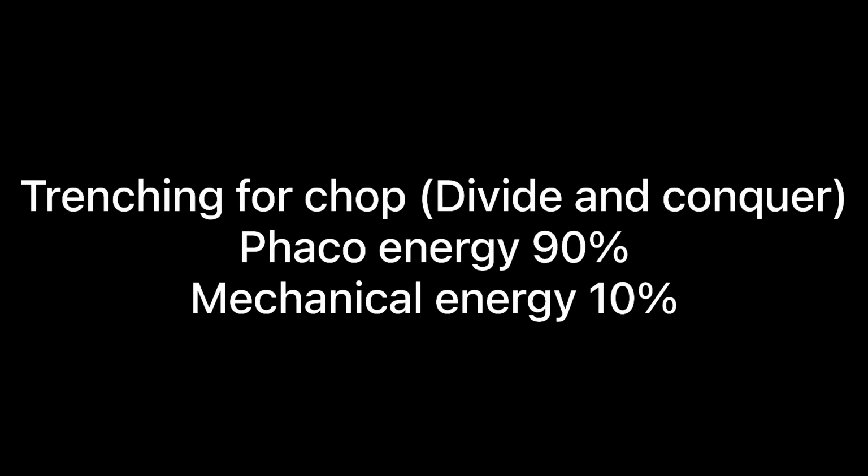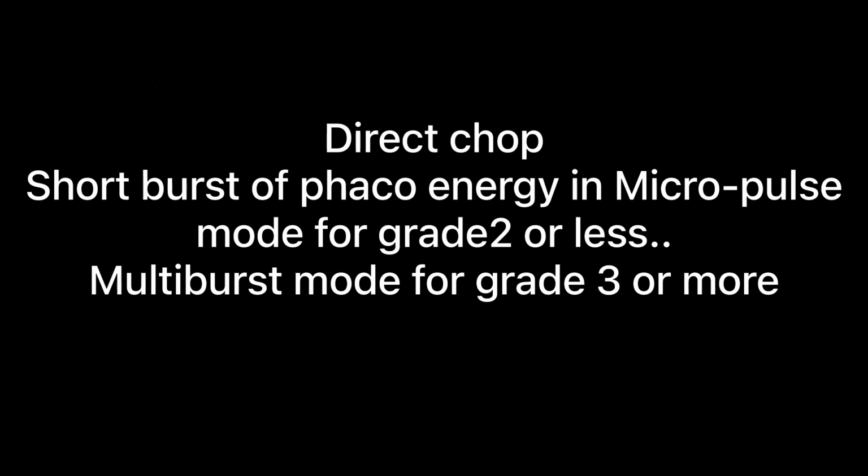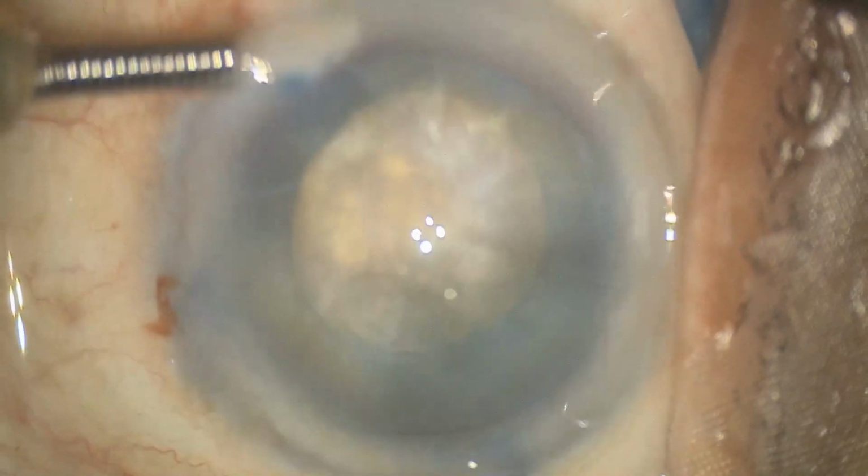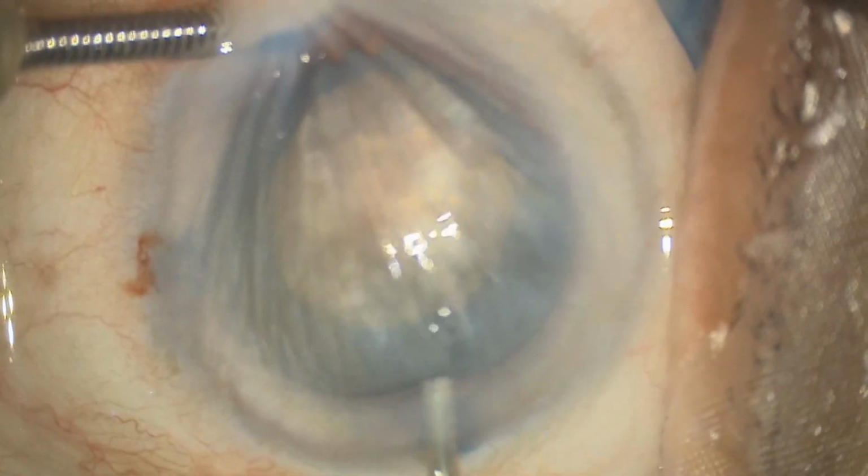Therefore, in trenching for the chop, it is phaco energy 90%, mechanical energy 10%. If we move on to direct chop, we use short bursts of phaco energy in micropulse mode for grade 2 or less cataract, and multi-burst mode for grade 3 or more cataracts. The efficiency is greatly increased because mechanical energy is used close to 60 to 70% and phaco energy 30 to 40% in creating the crack and fragments. Let me explain this concept in this video.